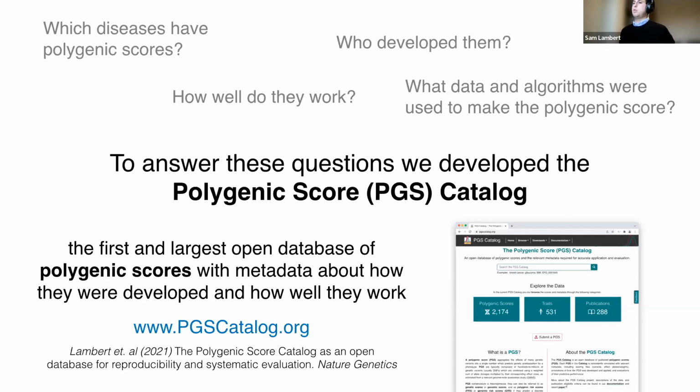Anyone can look at the website, it's pgscatalog.org. In the catalog now, we have over 2,000 different polygenic scores, and these predict over 500 different traits. It's already being used to make lots of different research findings, and some of these are also being looked at for clinical translation.